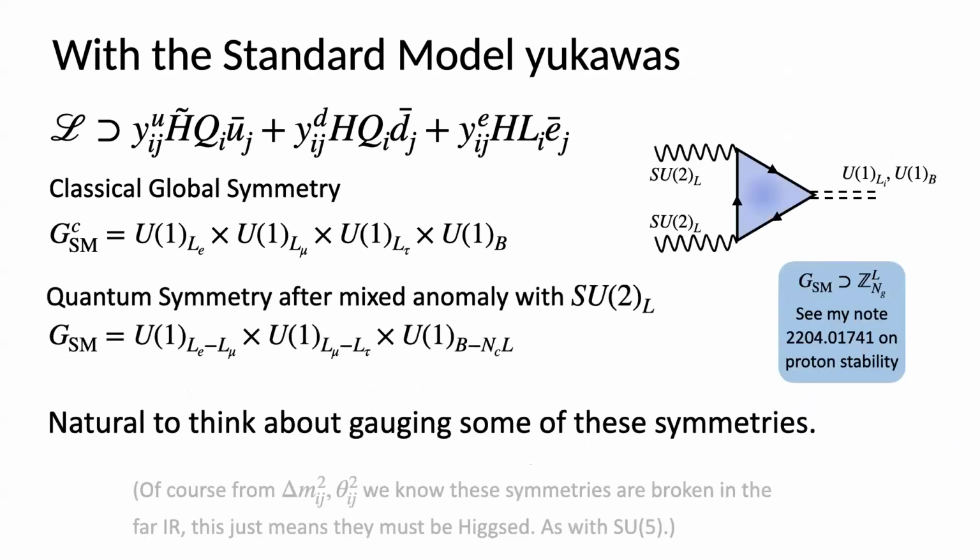And there are these mixed anomalies with the standard model gauge groups that we have to care about. So once you include those effects and think about which symmetries actually remain in the quantum theory, you have baryon minus lepton number, which gets a lot of attention, but also, and you guys are probably more familiar with it here than most places I go, these lepton family difference symmetries, and it's natural to think about gauging them.